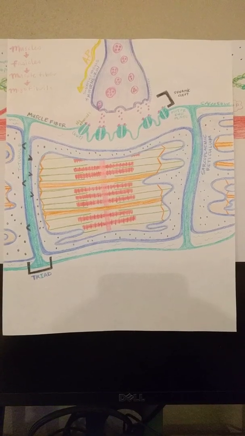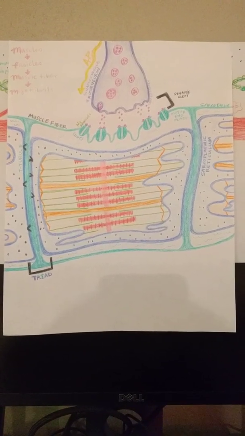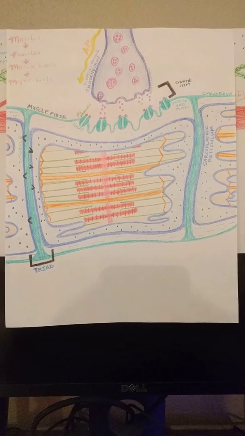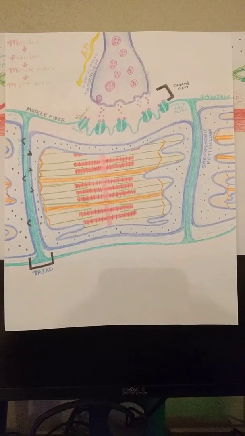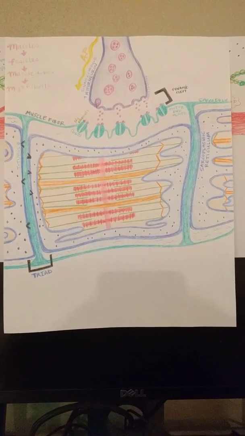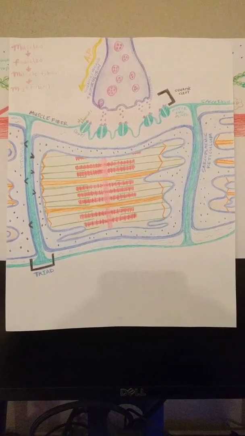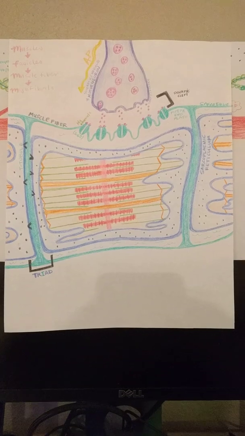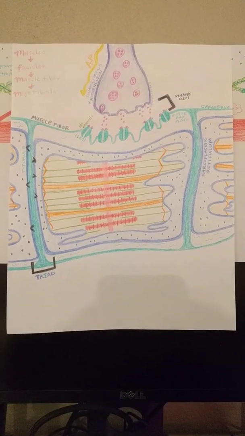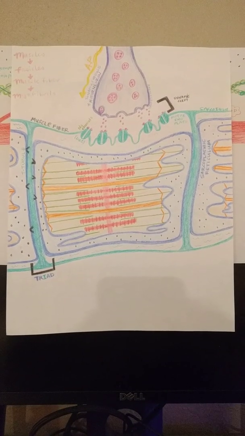This is a walkthrough of the neuromuscular junction, excitation-contraction coupling, and the cross-bridge cycle. An action potential travels down a neuron, and voltage-gated channels open up that allow for calcium cations to enter. That calcium triggers the release of acetylcholine into the synaptic cleft, exocytosis.